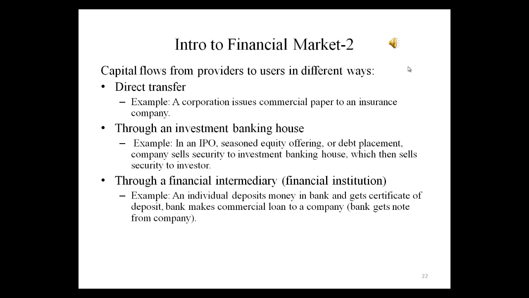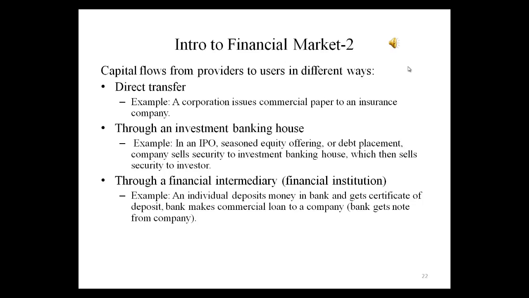Another process is through an investment banking house. For example, in an IPO, initial public offering, or in a seasoned equity offering or debt placements, the company sells securities to an investment banking house, for example, Morgan Stanley or Merrill Lynch, and this investment banking house will then sell the securities to investors and collect money from investors.